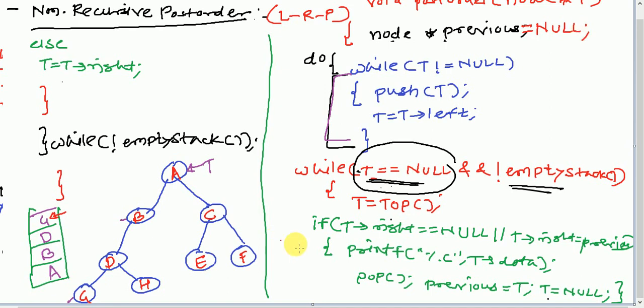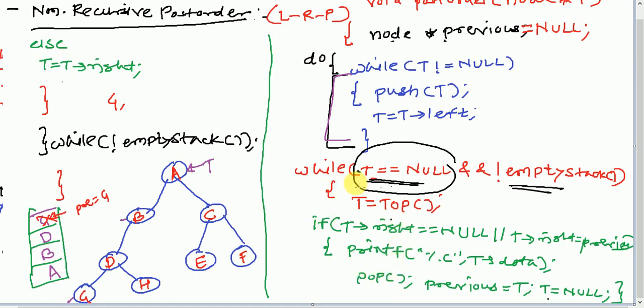So now both are satisfying. So what we'll do? We'll print G. So I print here G. Now we'll pop G from the stack. We remove G from the stack. We'll mark previous is equal to G, and we'll make T as null.